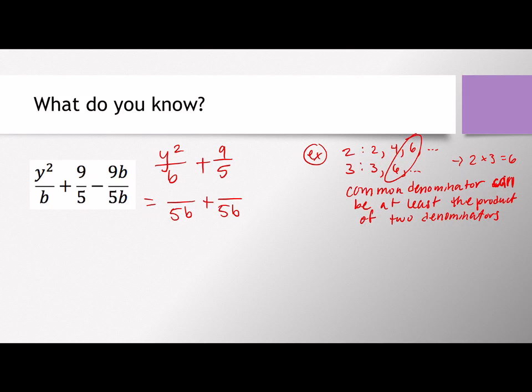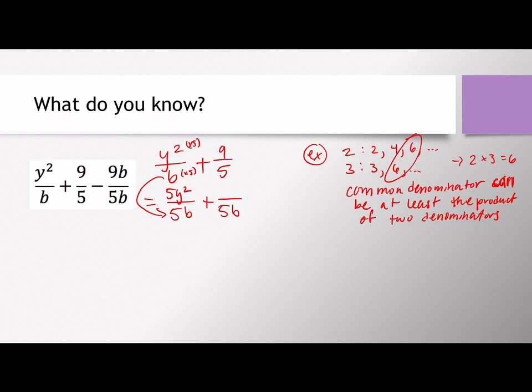Now, to see what the new numerator is, we investigate what happens at each denominator, see what you need to multiply by to get to the new denominator. And that's the same thing that you multiply the numerator by to get the new numerator. So the difference between this one and this one is that b was multiplied by 5. Okay, so we're going to put a times 5 here. Now, that's what I need to do to the numerator. Put a times 5 there. And when we do that, we're going to find that we have 5y squared.